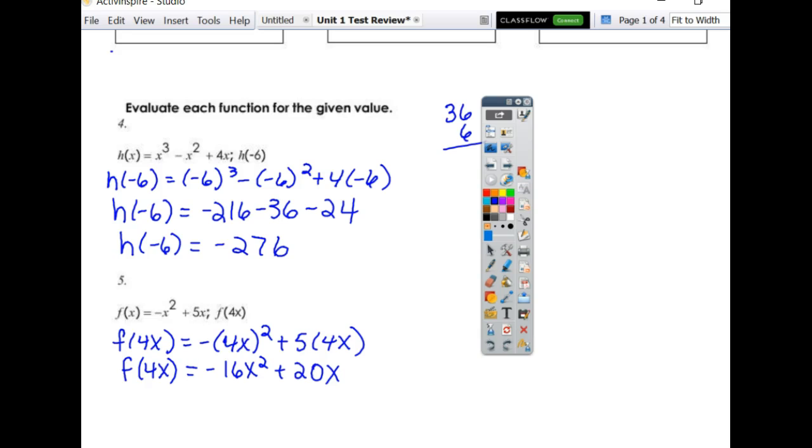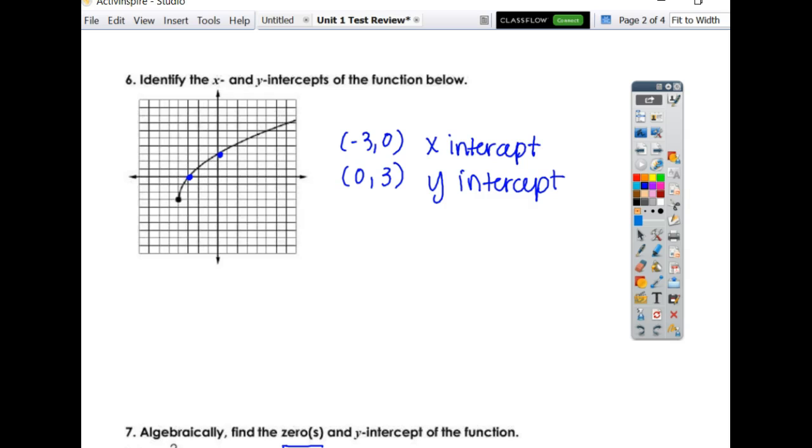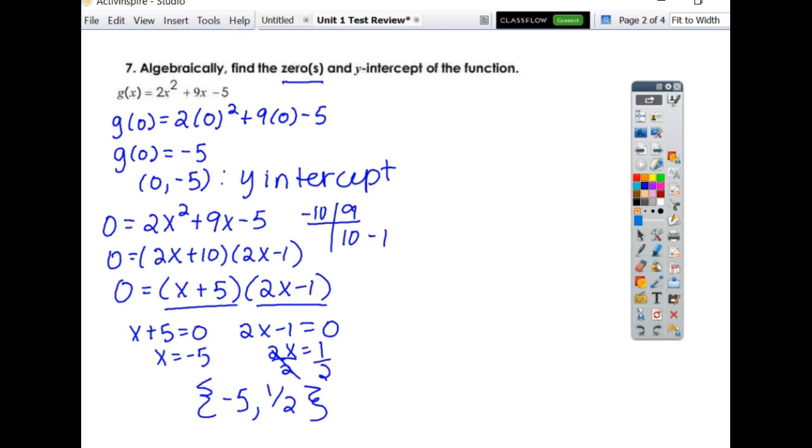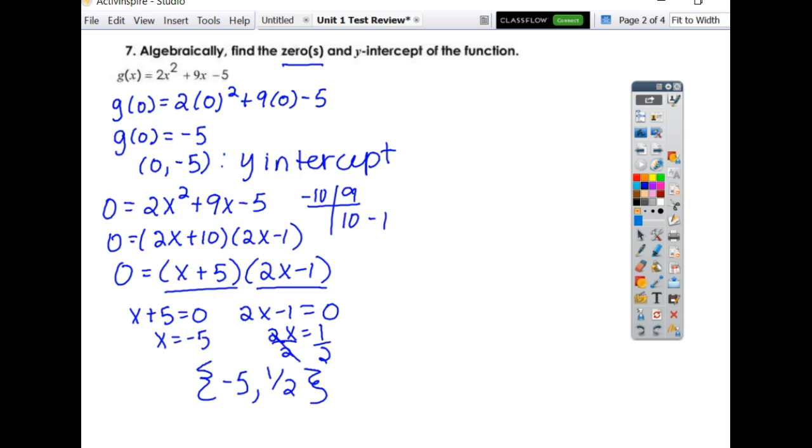Okay, do the next two. And they have to have parentheses. If they're not parentheses, they're wrong because I don't know what they are then. So it's a point, -3, 0, 0, 3. Okay? So then to find the zeros and the y-intercept. So first of all, the y-intercept, you put a 0 in, and we get a y-intercept. And I got 0, -5.